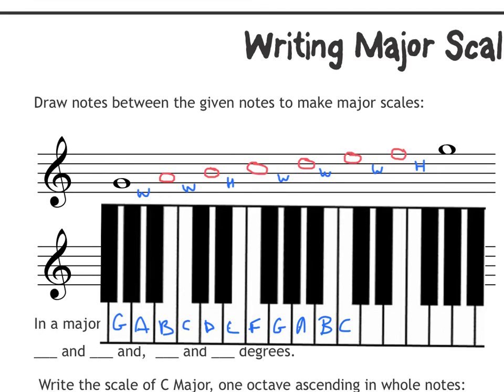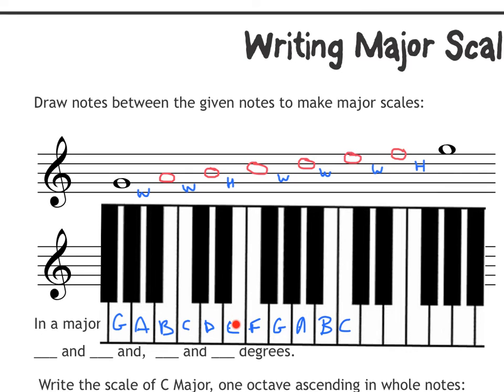D to E needs to be a whole step, and it certainly is, because there's a black key in between. E to F needs to be a whole step. Have a look. E to F. Oh, hang on a second. E to F is only a half step. But E to F is supposed to be a whole step according to my pattern. So what do I have to do? Well, what is a whole step above E?